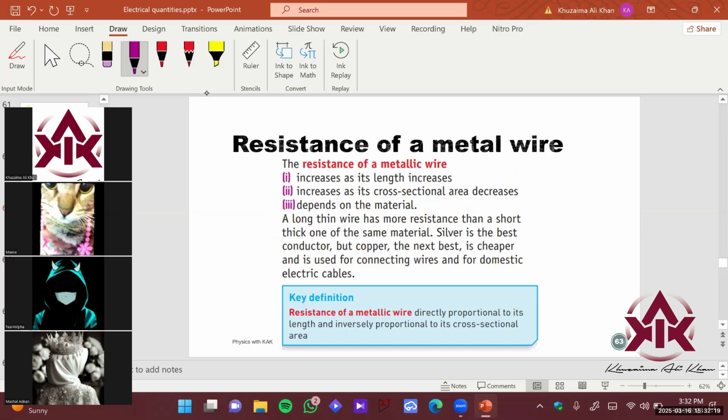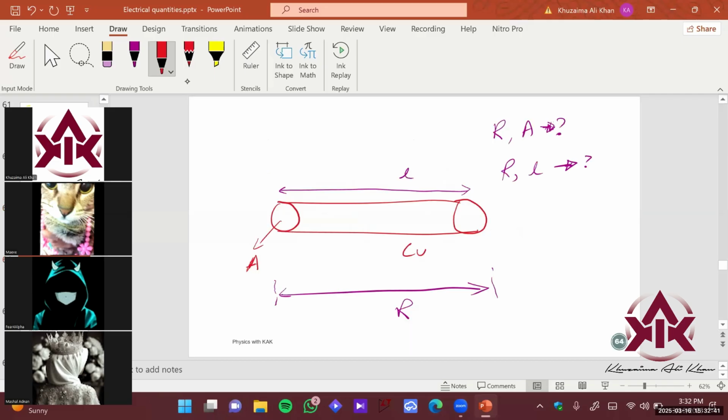So this is the rule that the resistance of a metallic wire increases as you increase the length. It increases as you reduce the area. It also depends upon the type of material, obviously. If it is an insulator, like plastic, the resistance will be very high. There will be no conduction.